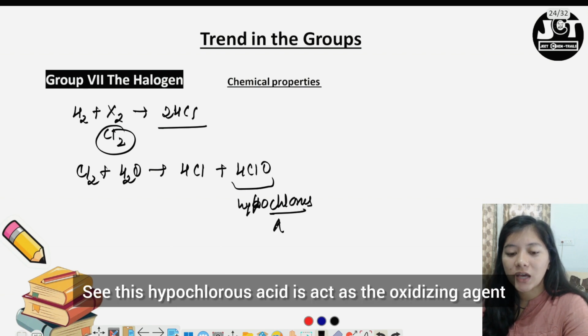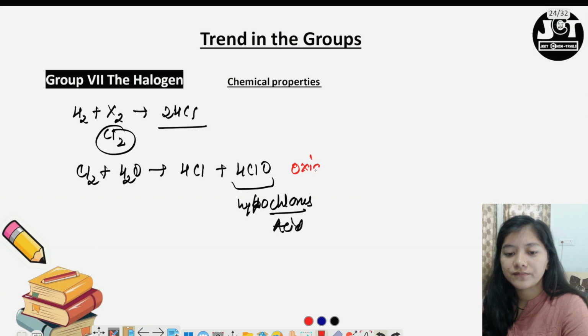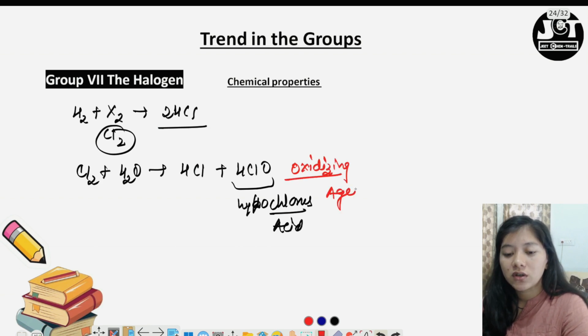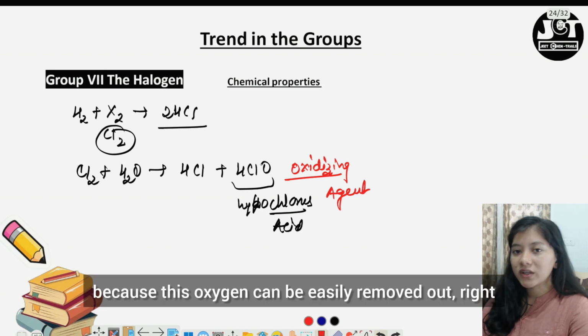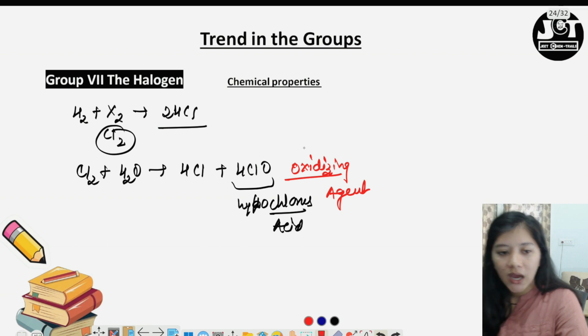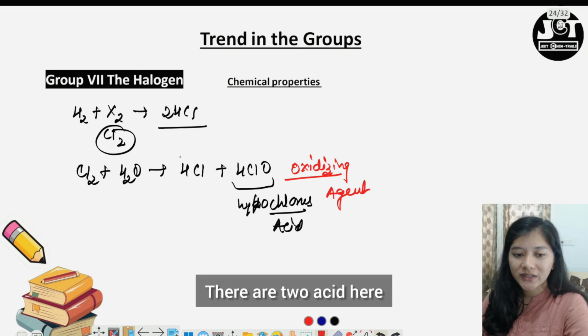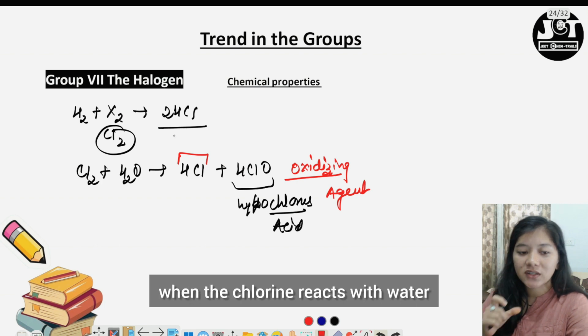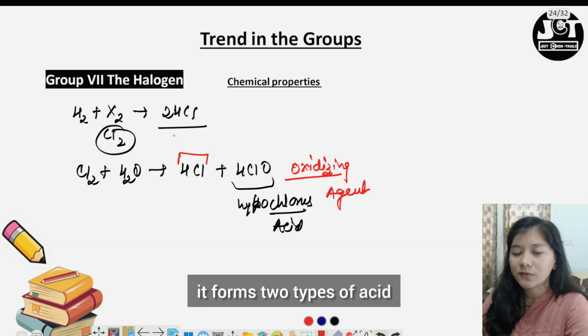See, this hypochlorous acid acts as an oxidizing agent, meaning it provides oxygen for oxidation, because this oxygen can be easily removed, right? And that's why it behaves like an oxidizing agent. There are two acids here: hydrochloric acid and hypochlorous acid. So when chlorine reacts with water, it forms two types of acid.